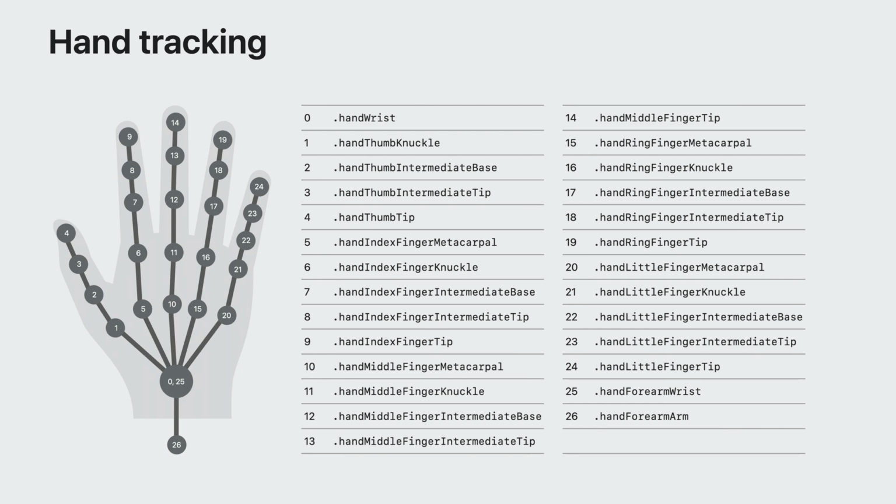Let's walk through a subset of the joints hierarchy. The wrist is the root joint for the hand. For each finger, the first joint is parented to the wrist. For example, 1 is parented to 0. Subsequent finger joints are parented to the previous joint. For example, 2 is parented to 1, and so on.